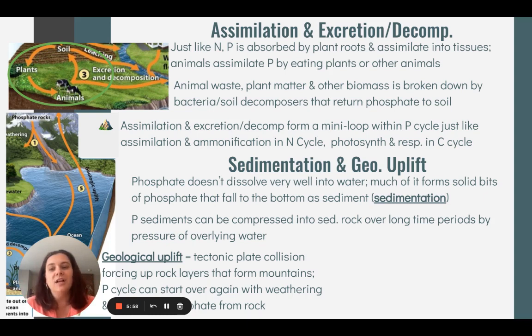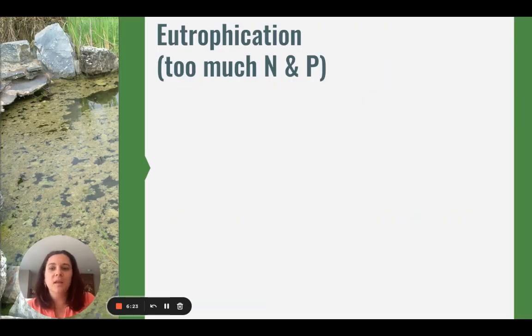So that's where geological uplift comes in. We'll talk tectonic plates a few units away, but basically, you may remember from other courses that those tectonic plates, as they collide, will push land up. And that land, as it gets pushed up, forms mountains. Those mountains contain the sedimentary rock that contains phosphorus. So those will start getting weathered, and we start that process all over again, right? So it's that kind of cycle.